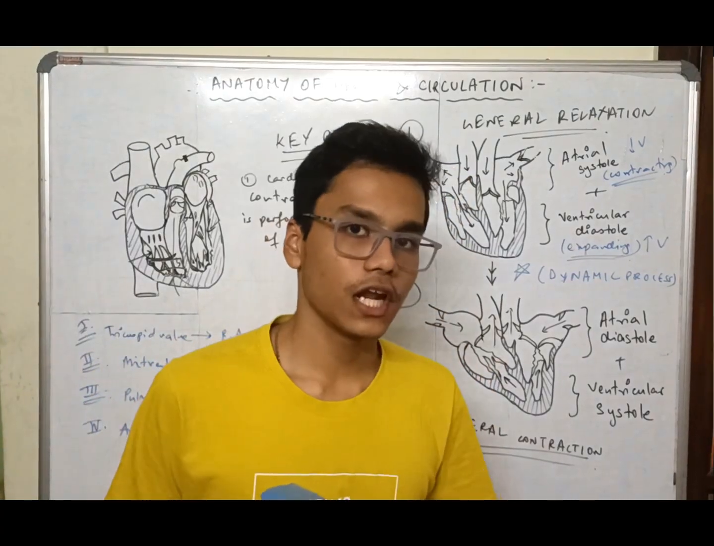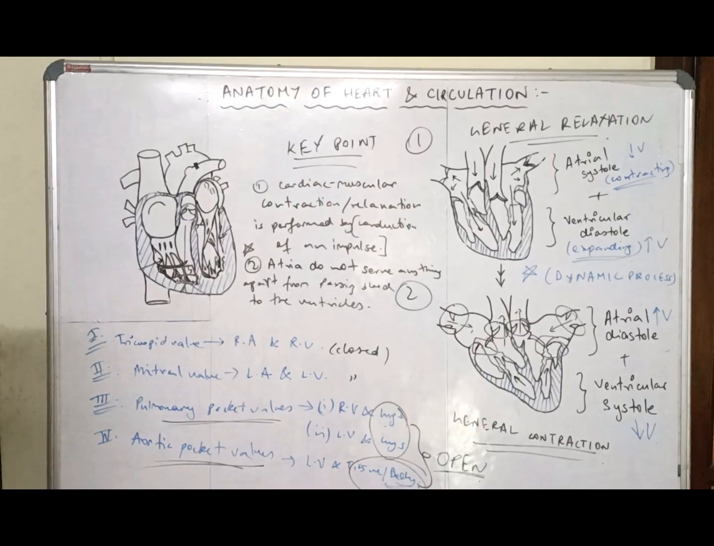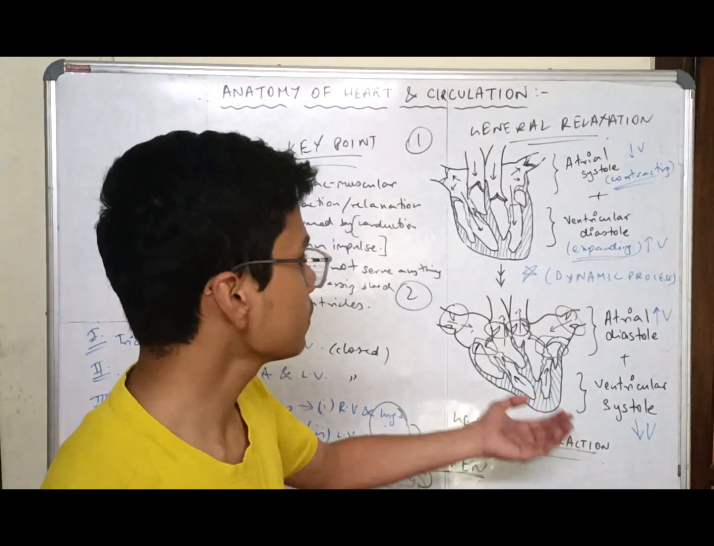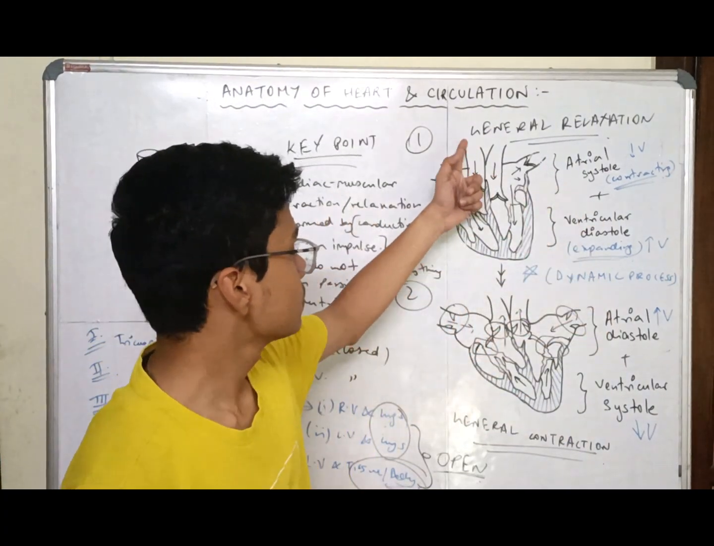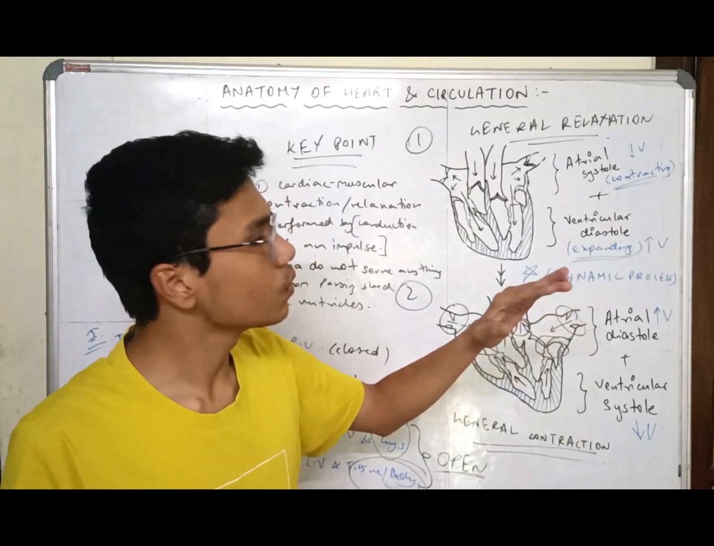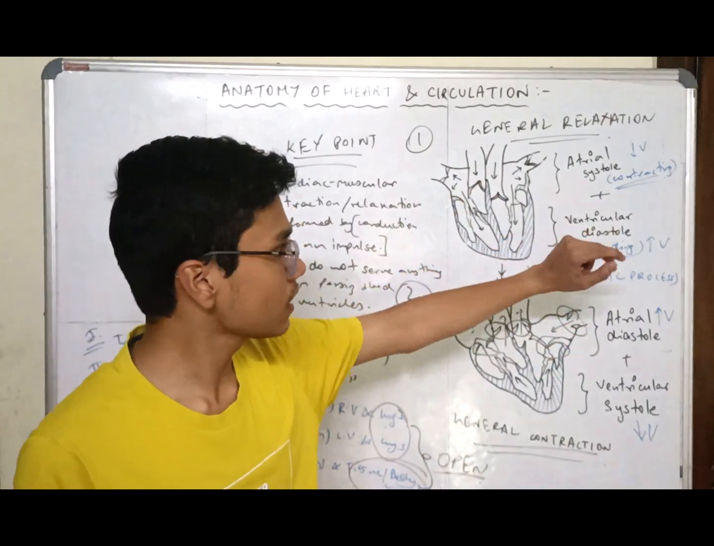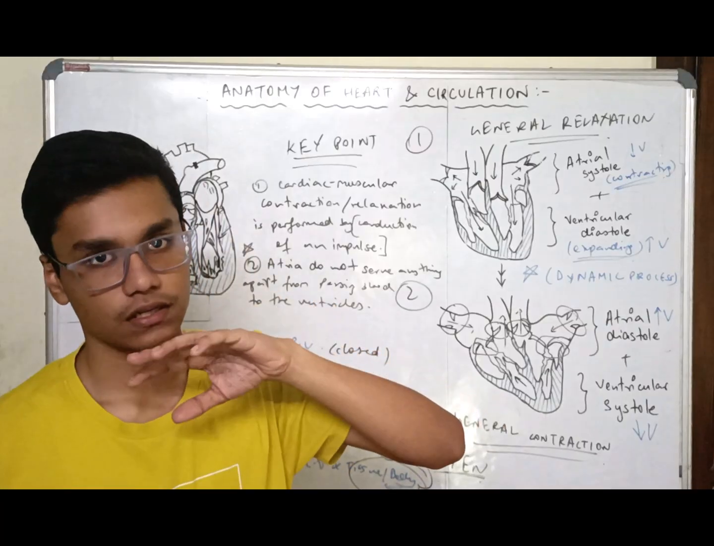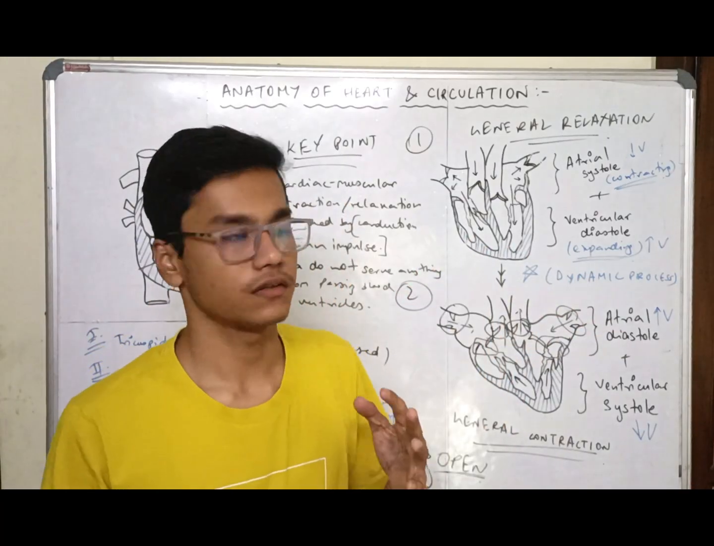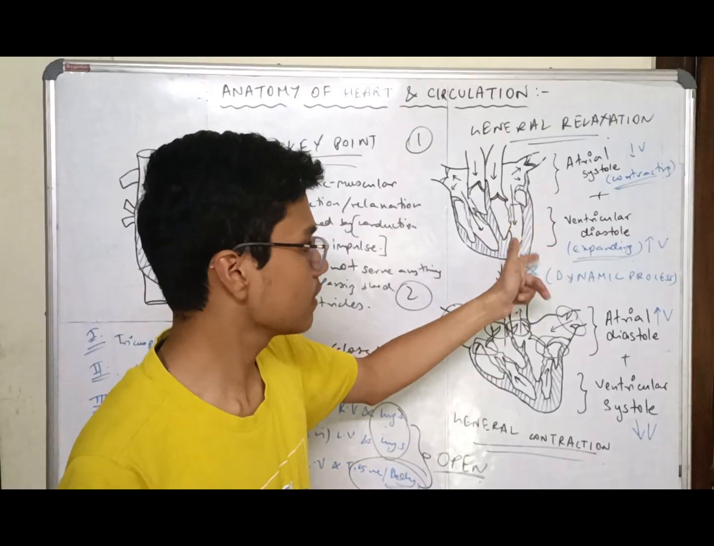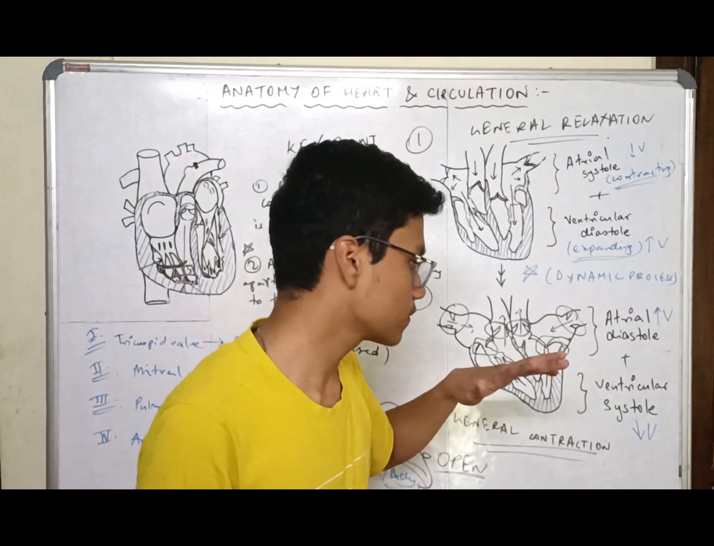Case 2, general contraction. As I told you about the dynamic process occurring between general relaxation and general contraction, the only difference is that the systolic and diastolic conditions of different chambers will be different. Just the exact opposite of each other. If this is expanding, then this is contracting. If this is contracting, this is expanding. Vice versa of the others.